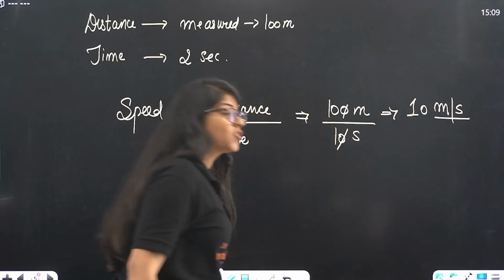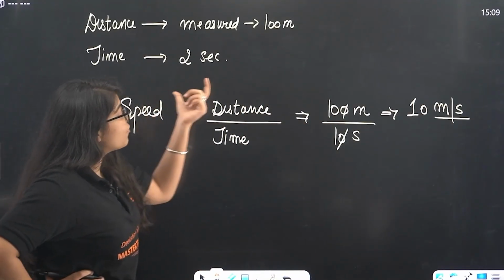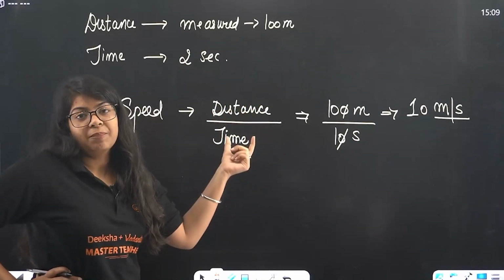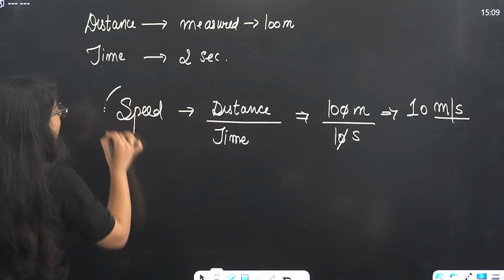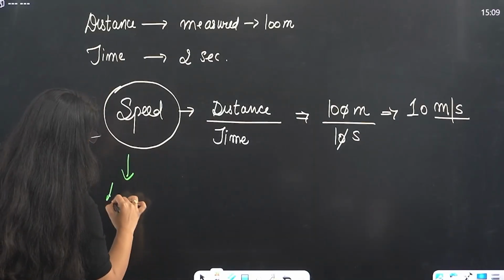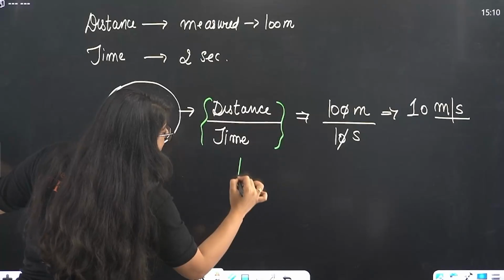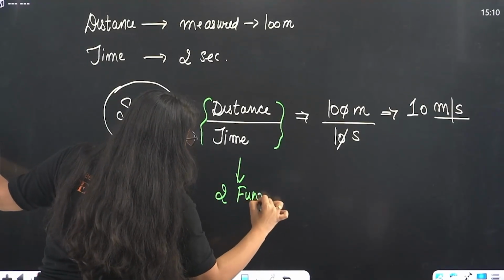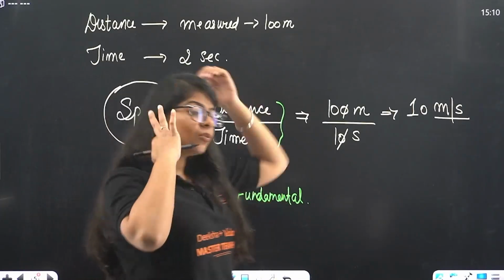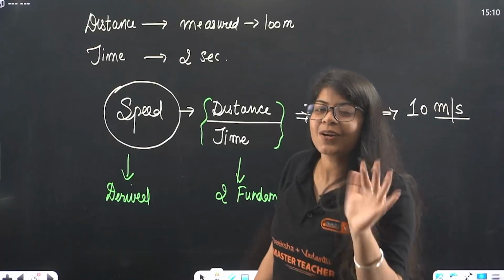Now remember, I told you that this is derived from two fundamental quantities. One of them is distance, one of them is time. Speed is a derived quantity, and it is derived from these two fundamental quantities. Understood? So whenever someone tells you that we are going at 10 meter per second speed, you know that speed is not a fundamental quantity.